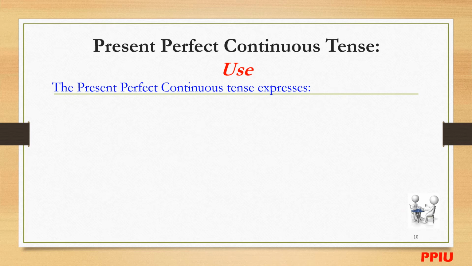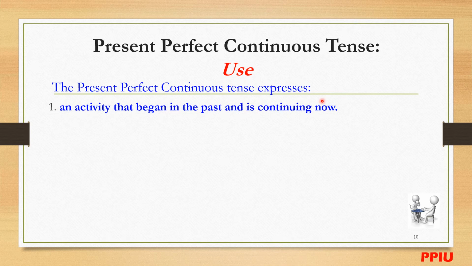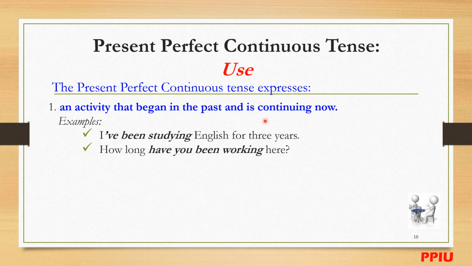Okay, so just move to the use of the present perfect continuous tense in here. The present perfect continuous tense expresses an activity that began in the past and is continuing now. Began in the past, but still continues. All right, it's in progress, we can say. Example: I've been studying English for 3 years.